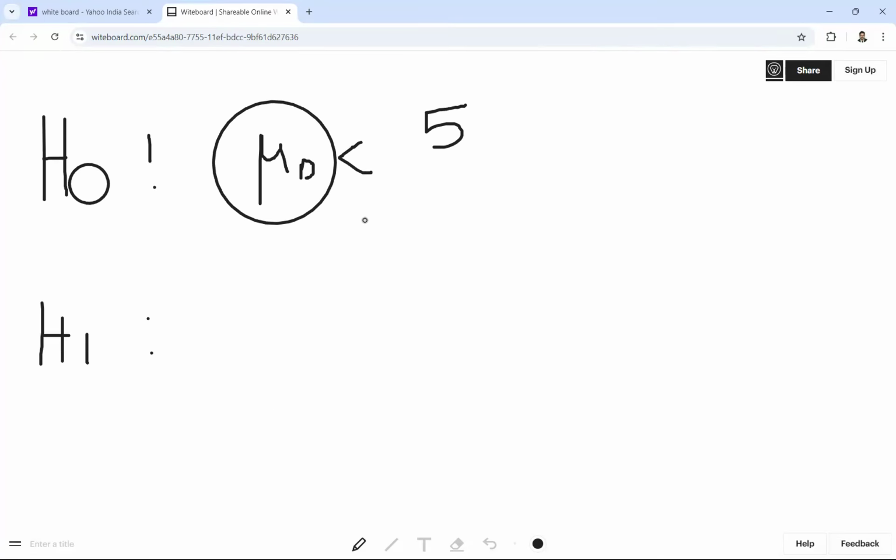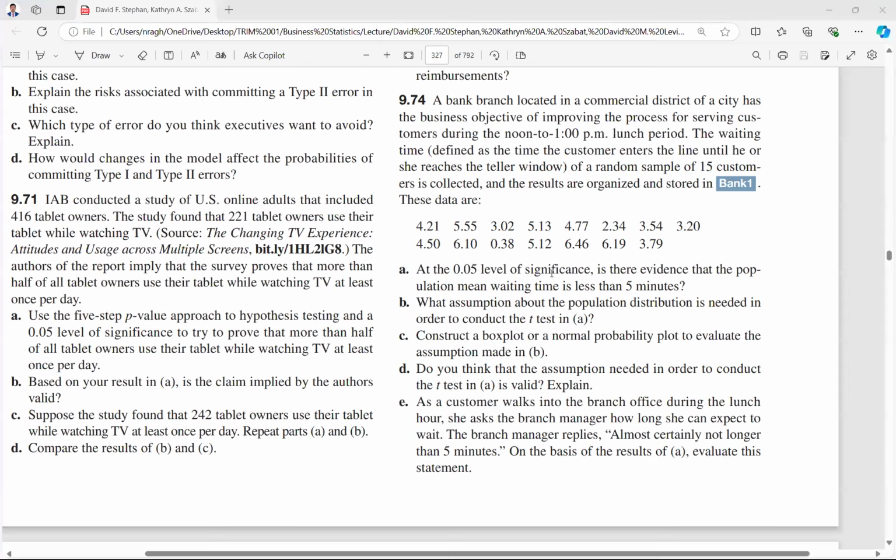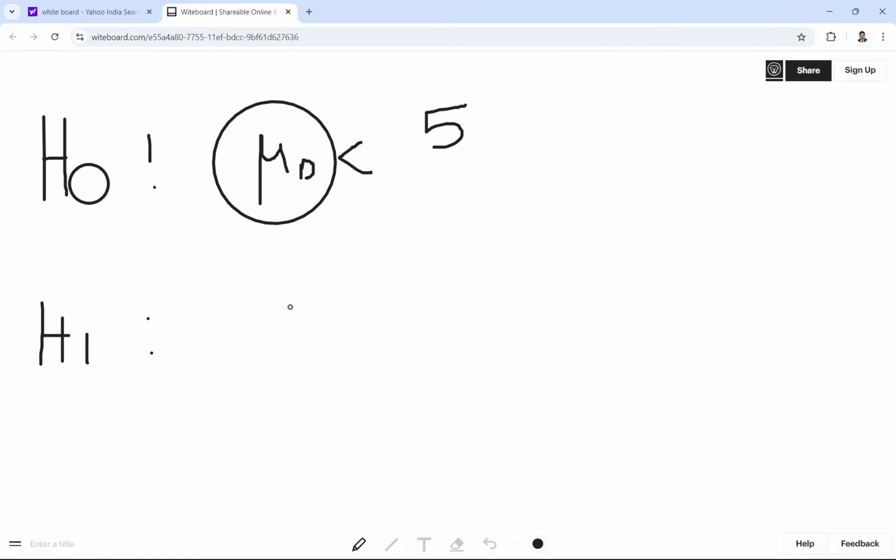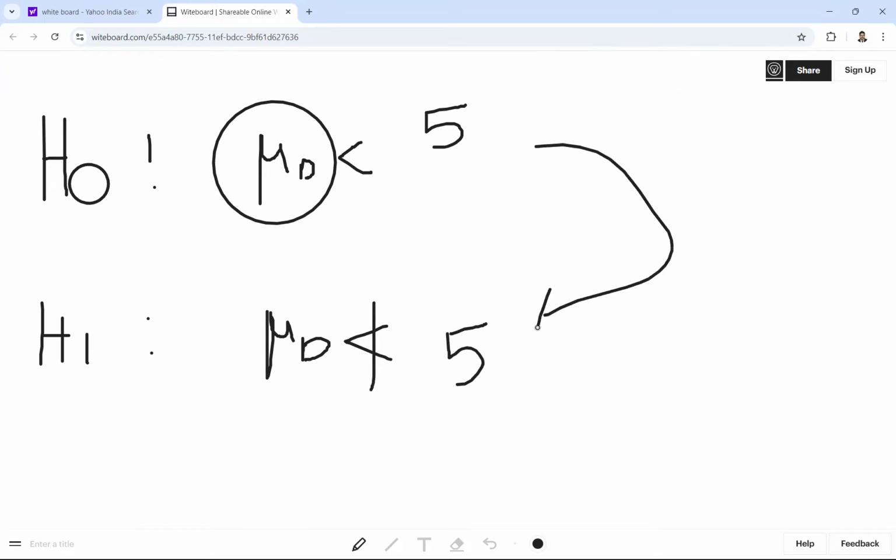First of all, the question says at this level of significance, you have to prove: is there evidence that the population mean waiting time is less than 5 minutes? Means it is less than 5. What will be H1? Anyone? More than or equal to. Simply it is not less than 5. Whatever this says, it will be the opposite. Now you understood what null hypothesis and alternate hypothesis are.